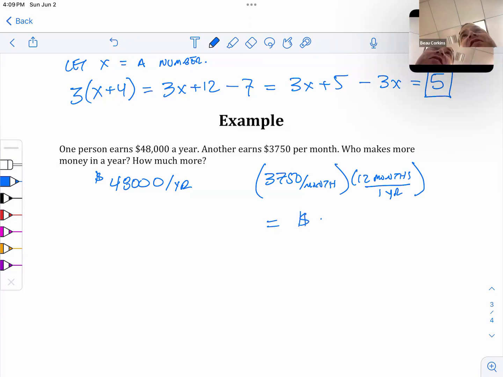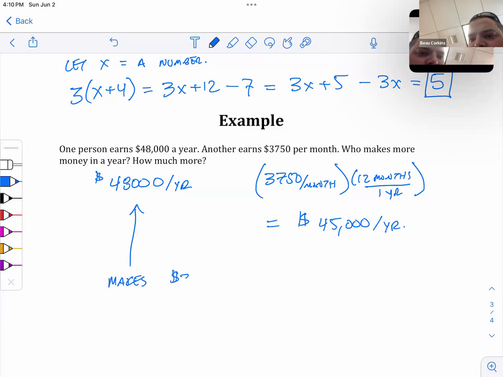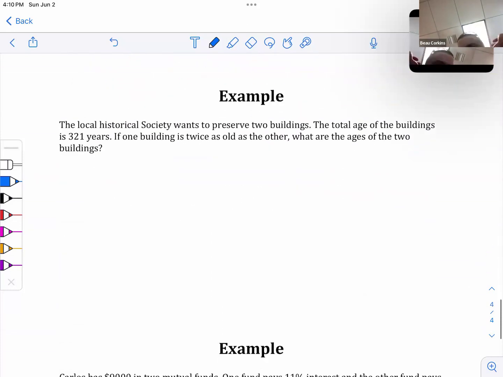Which then gets us $45,000 per year. And so this is all about, again, reading the problem carefully, making sure your units match up when you compare things. All right. And so clearly, person A here makes $3,000 per year more. And so again, reading carefully is a big, big deal when we're doing these problems. When we're doing all problems.